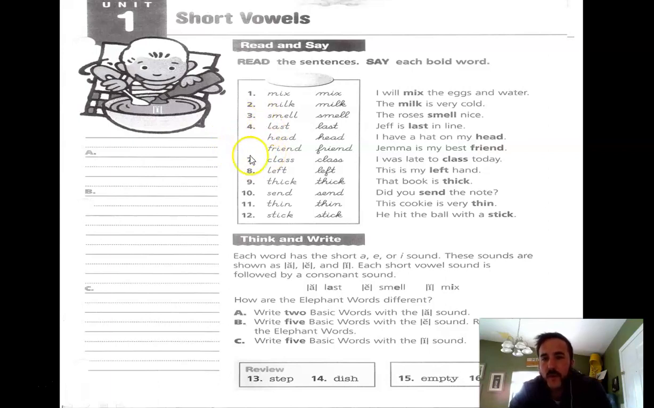The elephant words are a little bit different. The reason these are elephant or blue words in here is because they do have 2 vowels in a row, but in this case they make the short E sound. Head. Those 2 vowels make the 1 sound. Now going to C, here you're going to write the 5 basic words with the short I sound. So that goes here. 1, 2, 3, 4.